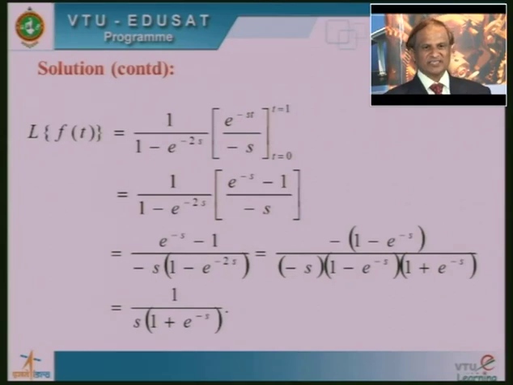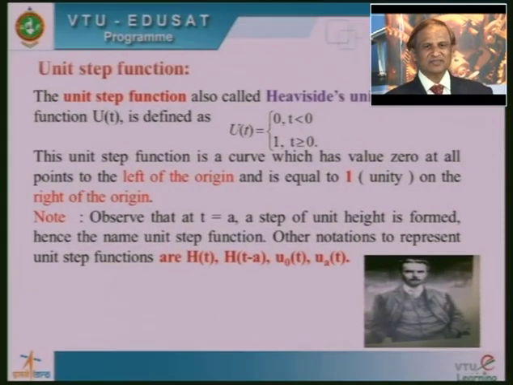1 divided by s into 1 plus e to the power minus s is the Laplace transform of the square wave function. How we have calculated using the previous property. Is it clear? Right. So, if you want, you can draw the diagram of square wave function. Is it clear?